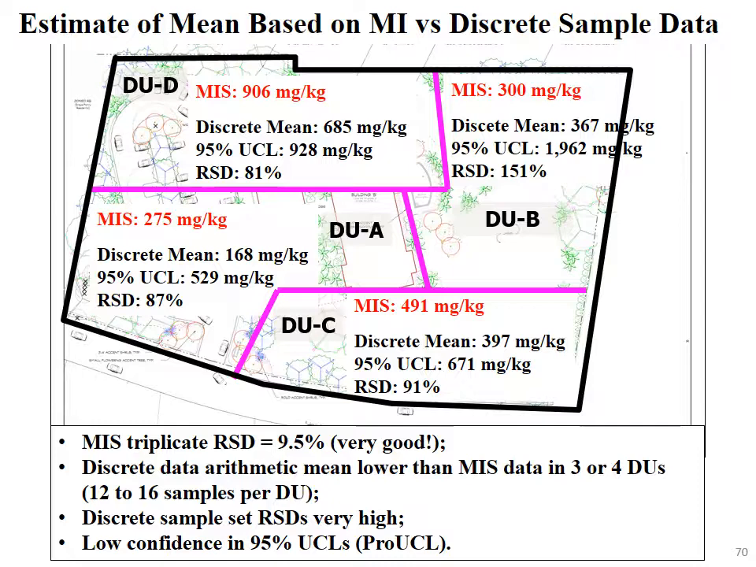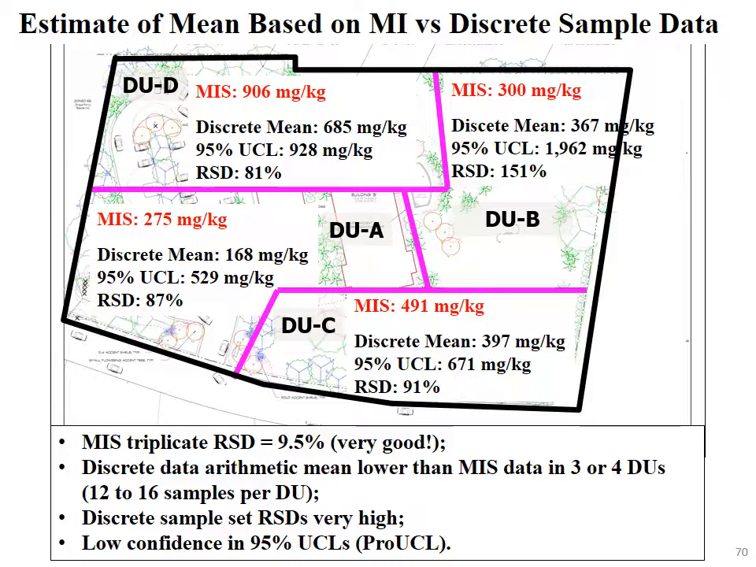95% UCL, 928, which is getting better. This shows why you should use the 95% UCLs if you're relying on discretes. RSD, 81%, so that's not a lot of confidence a risk assessor would have in this data. I'm sure ProUCL programs recommend collecting more samples. So let's look at all these DUs. One thing to notice, DU A, MIS 275, discrete mean 168. Let's look at DU C, MIS 491, discrete mean 397.